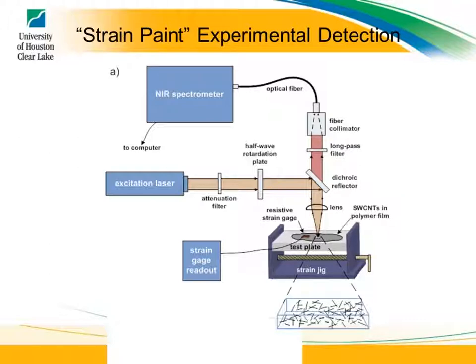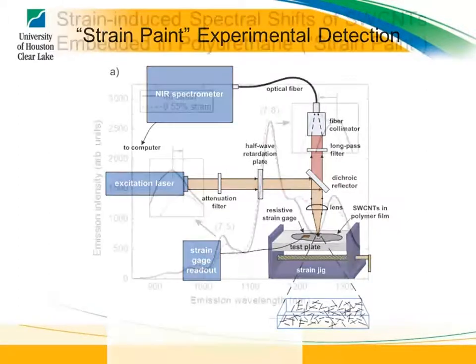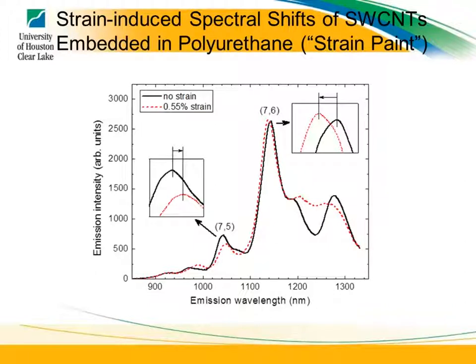If you could make a strain paint, a material that you could just paint on the surface of the ingot, then you could use the fluorescence coming from the nanotube to detect the strain without having to connect a strain gauge to it. Okay, and this is what we see.